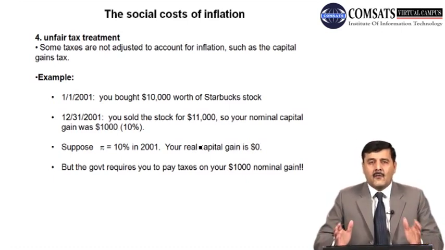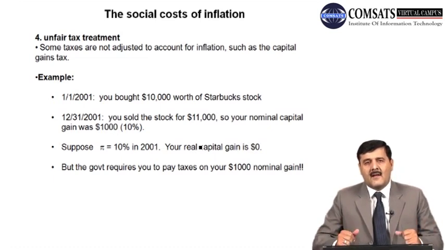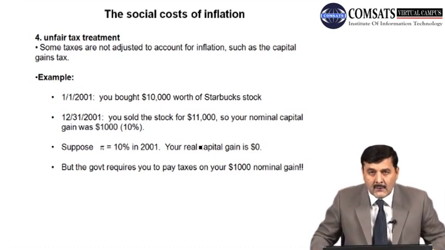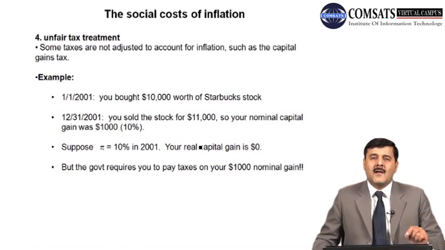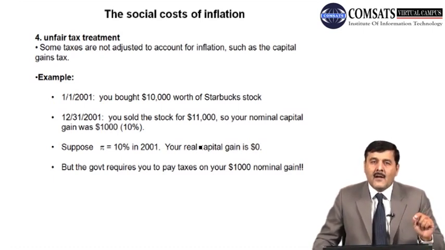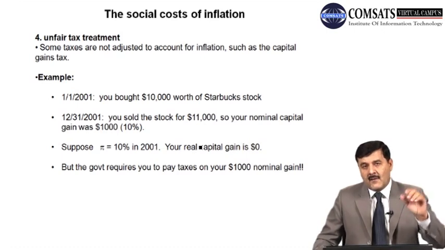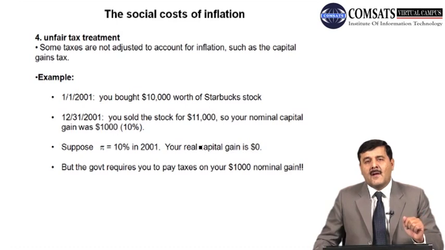You bought the stock at the start, at $10,000. At the end of the year, you sold it and you get 11,000 US dollars. How much is the total gain? That is 1,000 US dollars. So on that 1,000 dollars that you got extra, the government will tax you. You have to pay the tax to the government, right? But in the same year, inflation also rose by 10%. Your gain is also 10%. So your net capital gain is zero. But you are paying the tax to the government on 1,000 of capital.